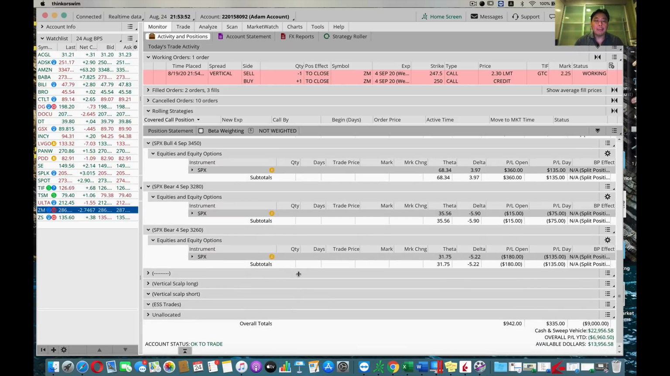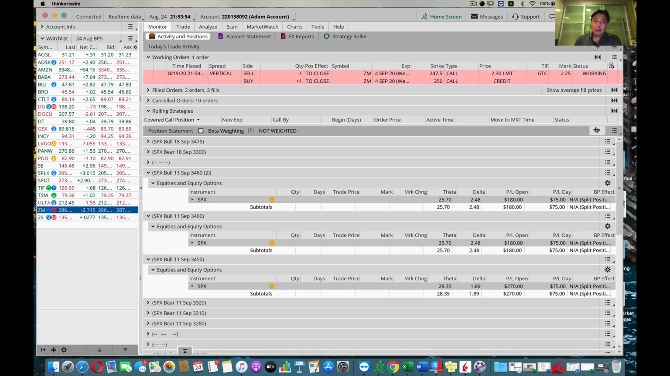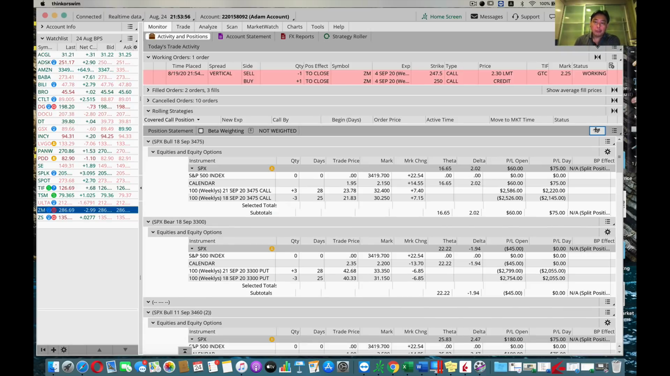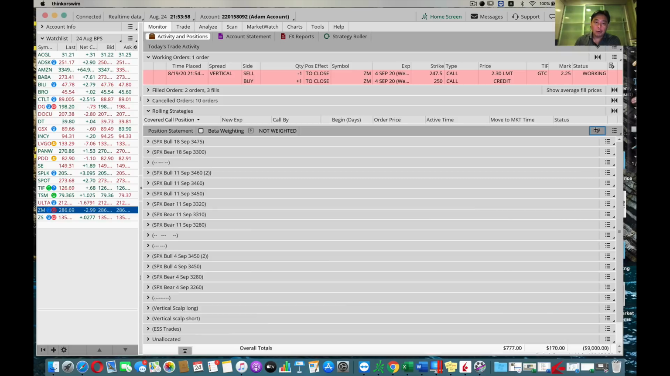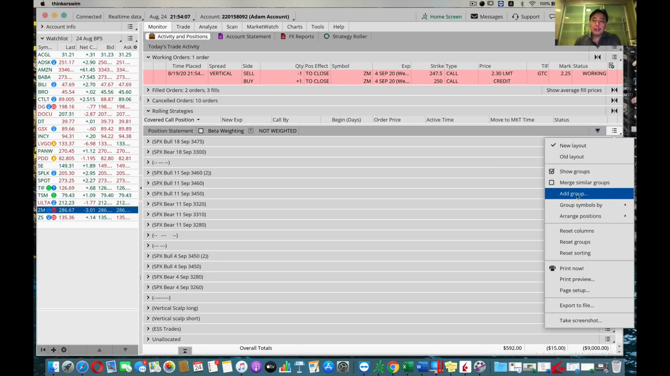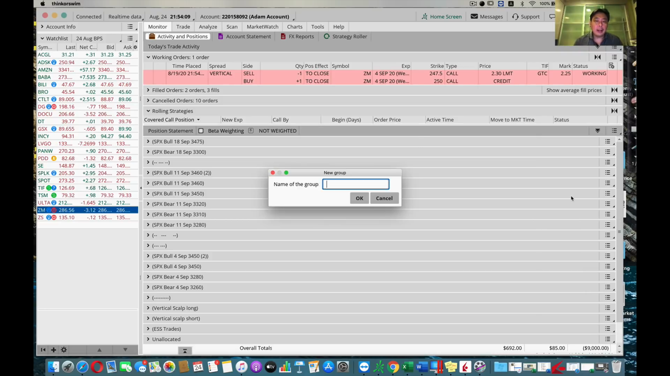So you can group them. How do you group them? Now I can open all the groups, close all the groups, open, close the groups. To create a new group on this widget, click add group. Can you see add group here? Then call it whatever you want. It could be Adam's fantastic trades or Adam's best trades.